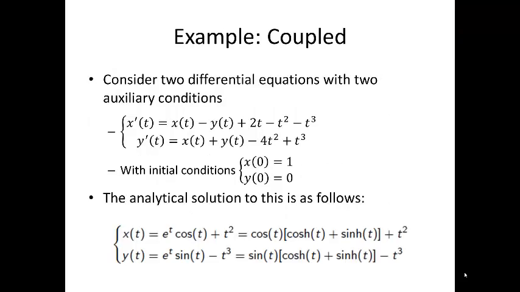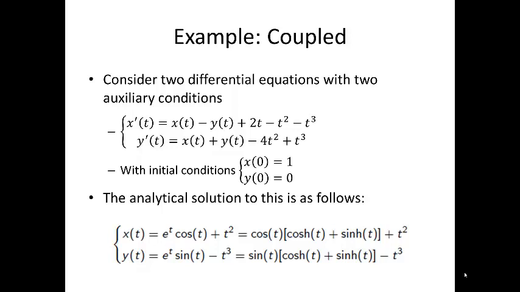Consider two differential equations with two auxiliary conditions here. x prime of t is equal to x of t minus y of t plus 2t minus t squared minus t cubed, and y prime of t is equal to x of t plus y of t minus 4t squared plus t cubed, with initial conditions x(0) equals 1 and y(0) equals 0. This is an example of an initial value problem that involves a system of two first-order differential equations.